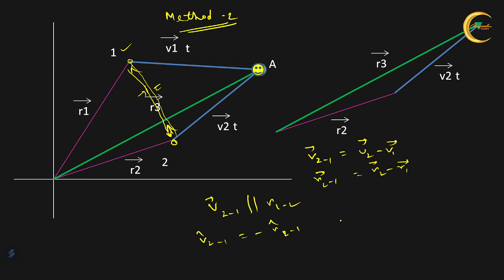Now we can write V2 minus V1 divided by its magnitude, mod of V2 minus V1, equals, since it is negative, R1 minus R2 divided by mod of R1 vector minus R2 vector. So this is another way we can solve the problem very easily. So thank you.